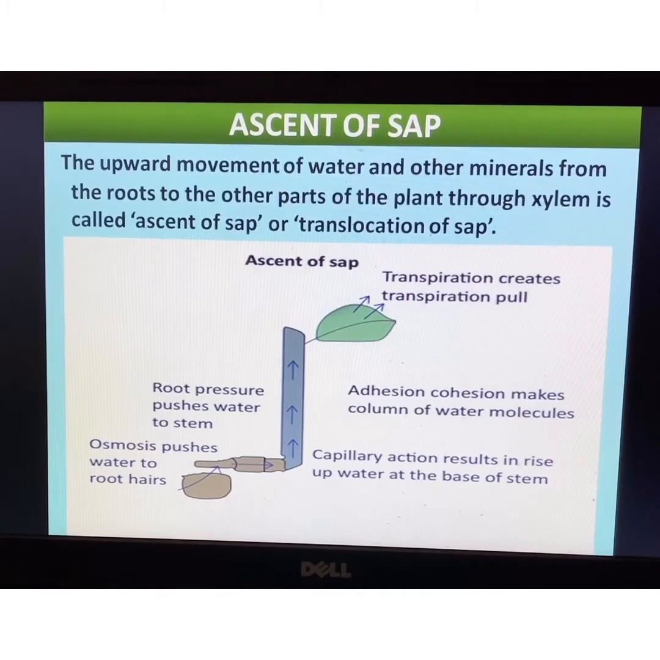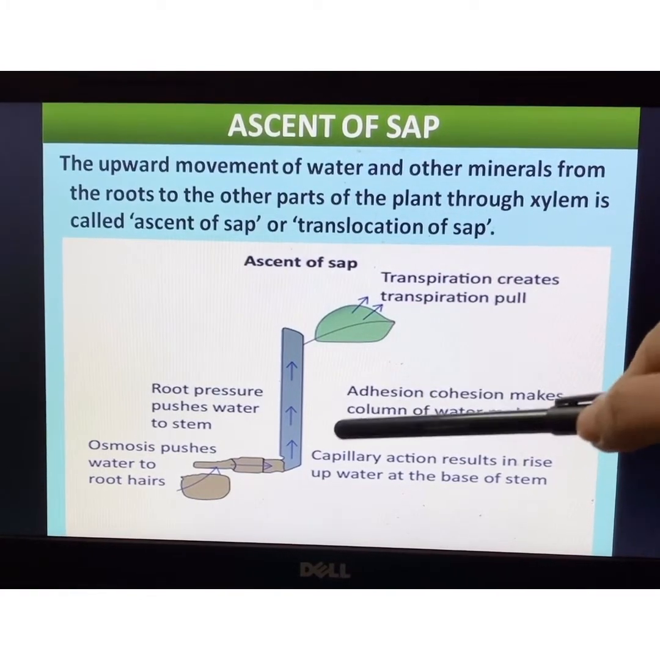Alright, so what is ascent of sap? The upward movement of water and other minerals from the roots to the other parts of the plant through xylem is called ascent of sap or translocation of sap. Okay, so this movement will happen by certain processes, right?